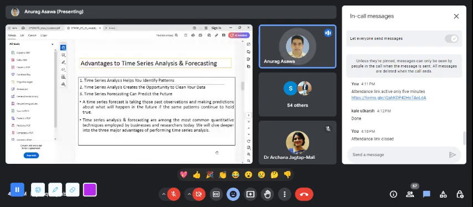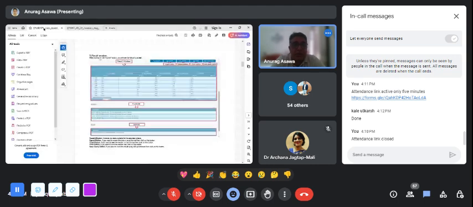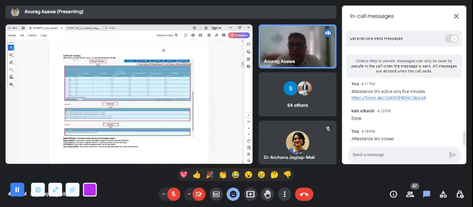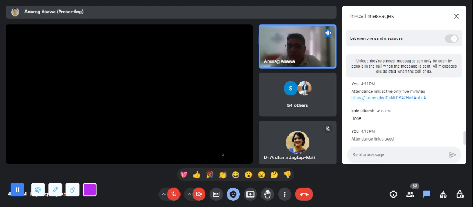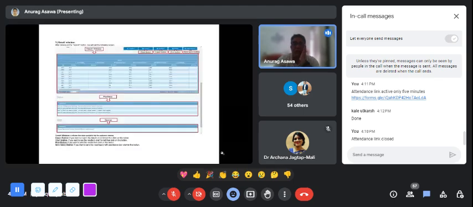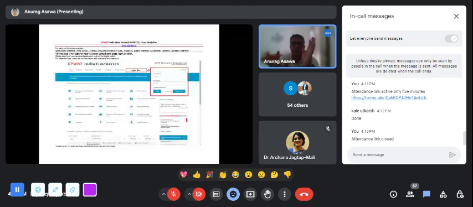Now, if you want to use the EPWRF, what is the process? I know I'm talking about a dry process here because I can't show you the actual data set and you can't practice with me. But still, I will try to make you understand, if you want to use this data set, what process you are supposed to follow. So this is the first information you are going to get on their website. This is the first slide you are going to get.